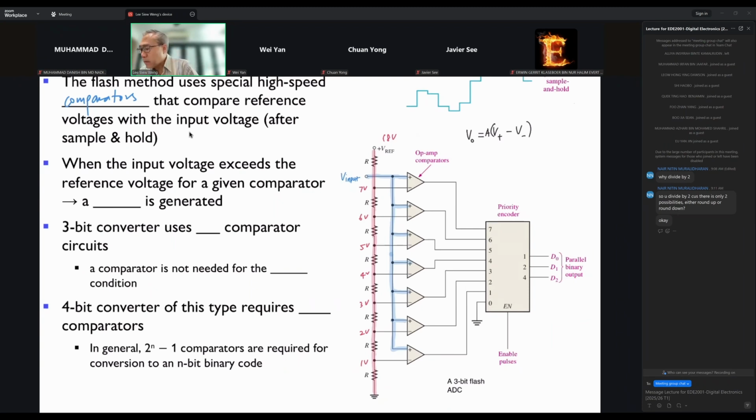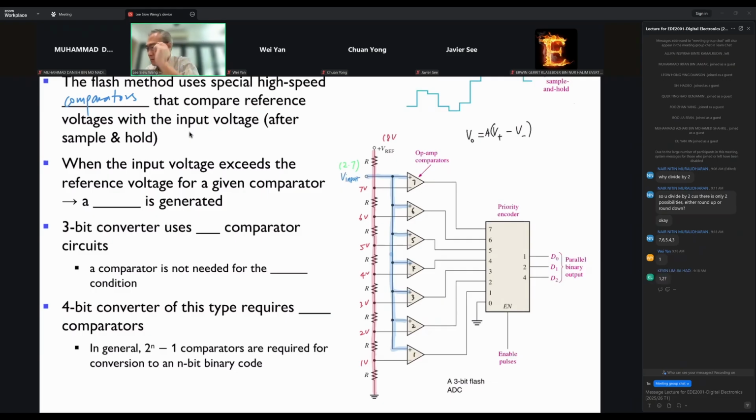So what will happen here, for example, if the input voltage is 2.7 volts? You tell me, which of the op amps will give an output of 1, or high? Counting from the lowest one, let's call this op amp 1, 1, 2, 3, 4, 5, 6, 7. Say this is 2.7 volts. So which of the op amps will give a high output? Anyone?